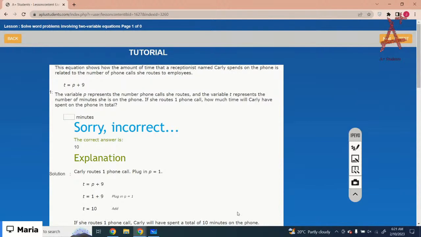T equals P plus 9. The variable P represents the number of phone calls she routes, and the variable T represents the number of minutes she is on the phone. If she routes one phone call, how much time will Carly have spent on the phone in total? So basically, you have to calculate how much time she needed. Got it? So just write down the values in the equation. The equation is T equals P plus 9, and the value of P is 1. So just replace P with the value: 9 plus 1 equals.